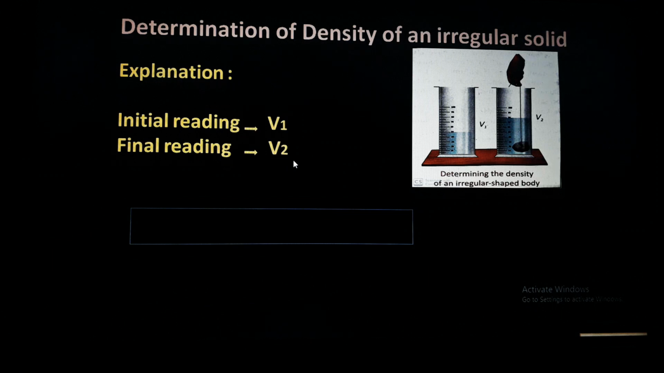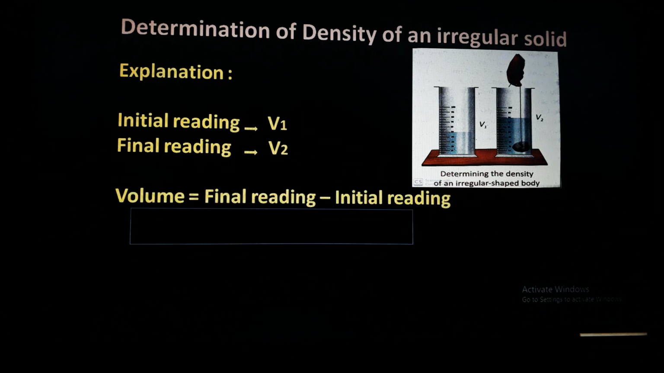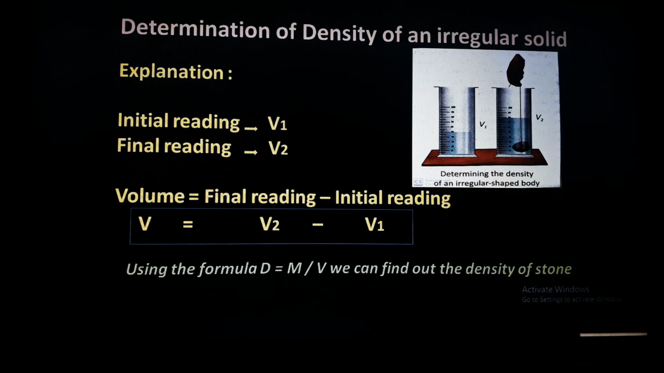The difference between the initial reading and the final reading gives the volume of the stone, that is V is equal to V2 minus V1. And students, we know that density is equal to mass divided by volume. So using this formula, we can find out the density of the stone easily.